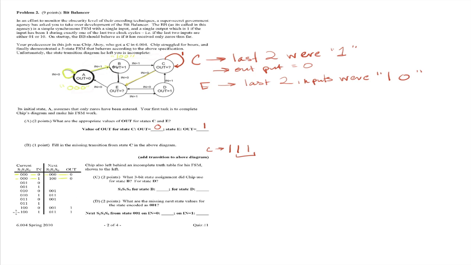Now, if we're in state 1, 0, 0, and our input is a 0, then we go to state 0, 0, 1. So E is 0, 0, 1. State 0, 0, 1, input is a 0. For state 0, 0, 1, input's a 0, we should be going back to state A, so that's 0, 0, 0, and our output is a 0 in that state.